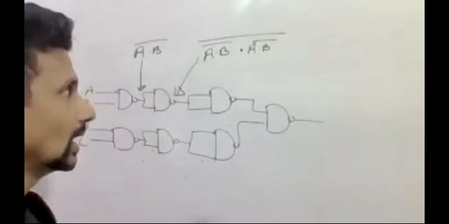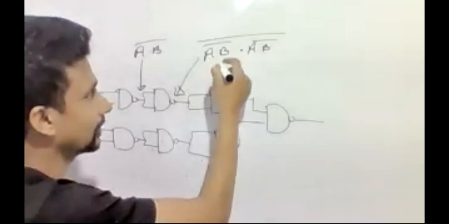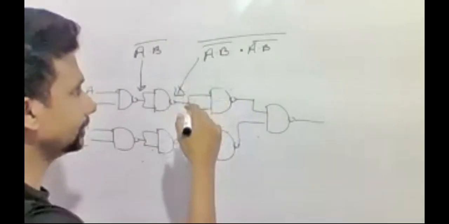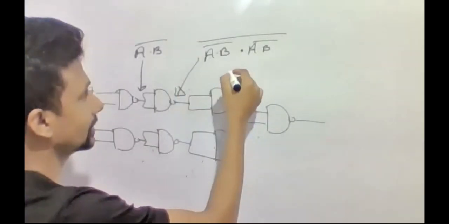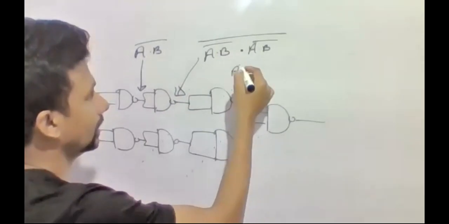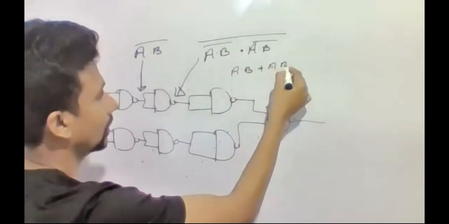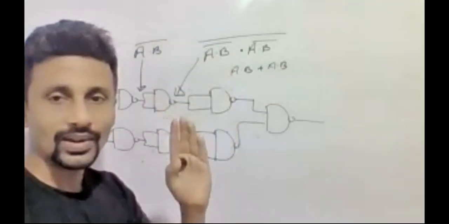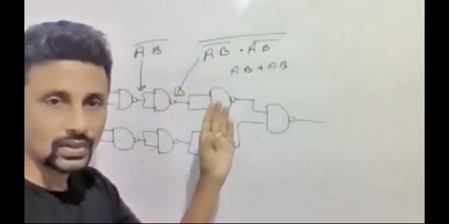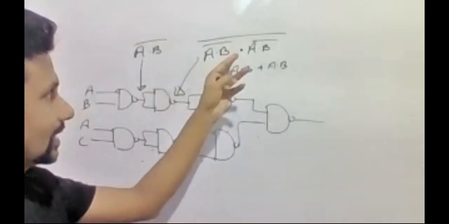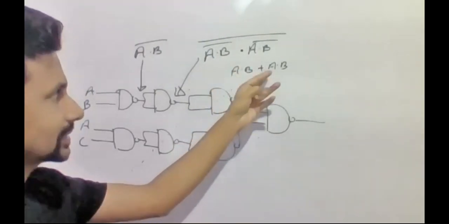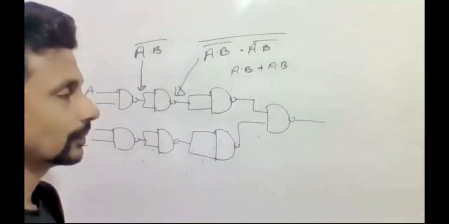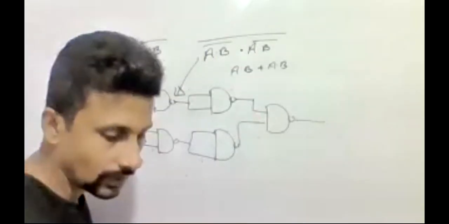Now after explaining this one, there's something called De Morgan's Law. When you apply De Morgan's Law, you get this one as A dot B plus A dot B. Don't worry about the law at the moment. After applying that law, I can get this expression as A dot B plus A dot B. So A dot B plus A dot B is equal to A dot B.